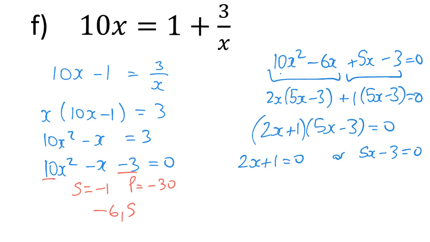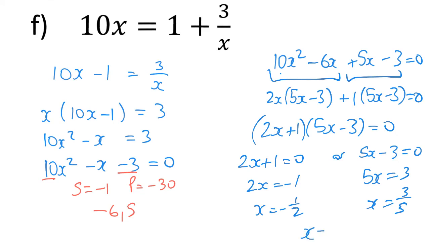For 2x plus 1, take the 1 over, we get 2x equals minus 1, so x equals minus a half. For 5x minus 3 equal to 0, take the minus 3 over, we get 5x equals 3, so x equals 3/5, meaning that our answers are x equals minus a half and 3/5.